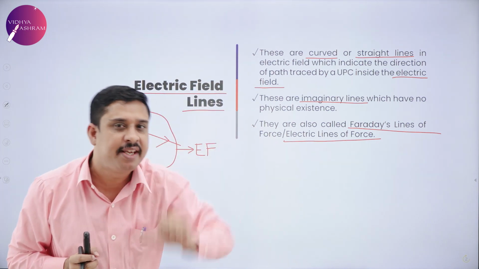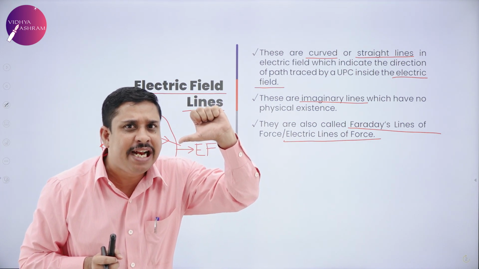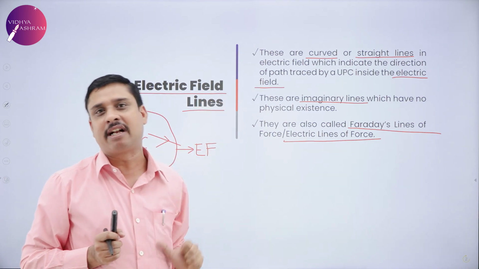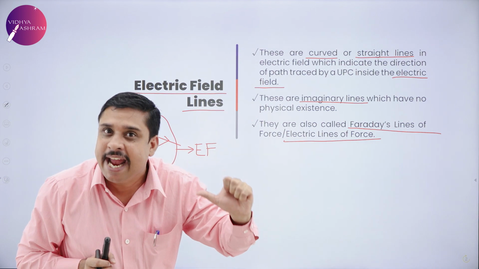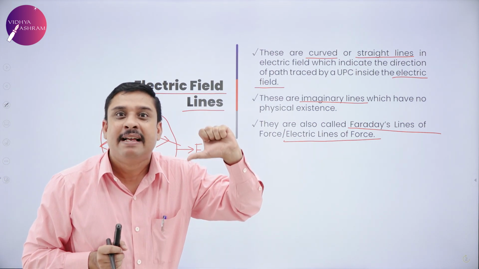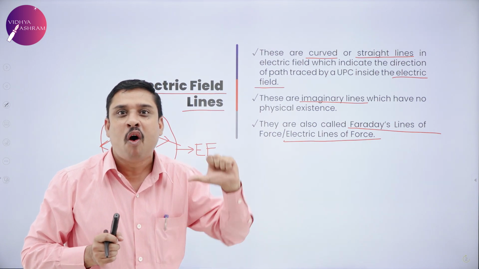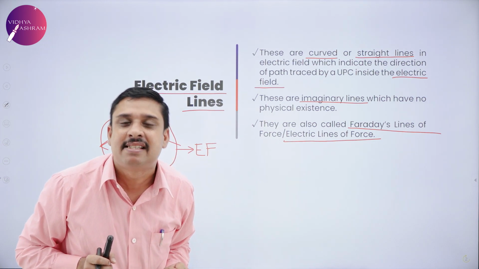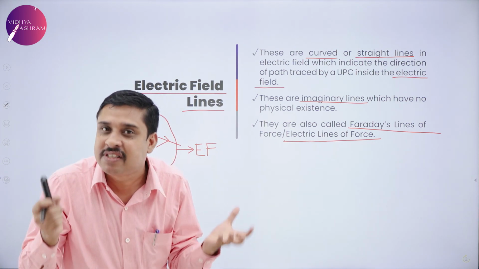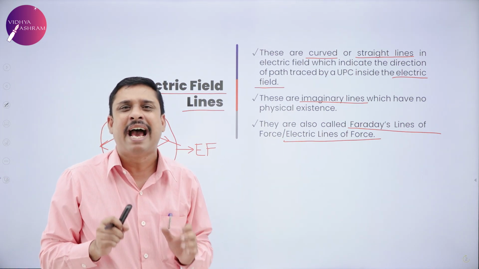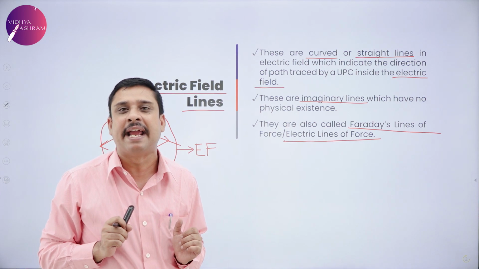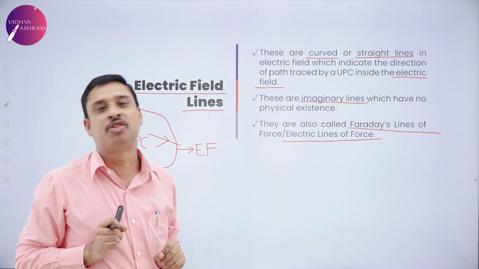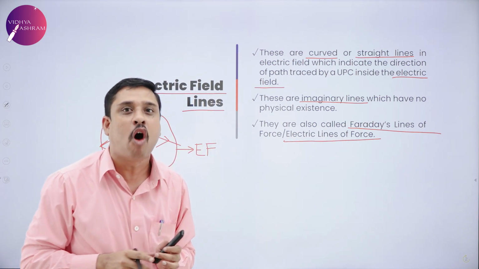So, point number 1 here, an electric field line can either be a curve or a straight line. What do they indicate? They indicate the path traced or the path traveled by an UPC inside the field. Do they have physical existence? No. They are simply imaginary lines. We also call them Faraday's lines of force or electric lines of force.